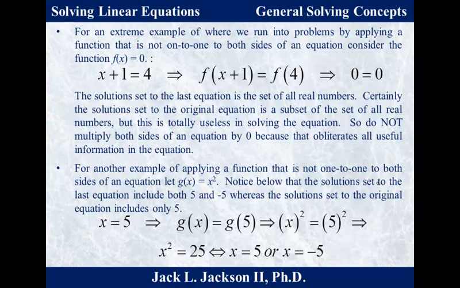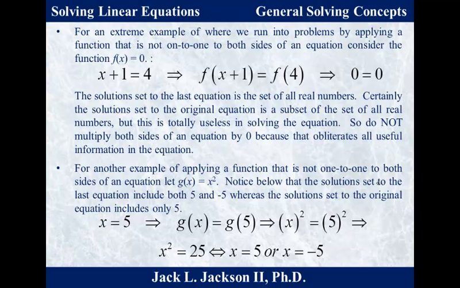But this is totally useless in solving equations. Certainly our solution set is a subset of the solution set on the right, which is the set of all real numbers. But we've actually lost all of our information. So you want to be careful and do not multiply both sides of an equation by 0, because that loses the information in your equation.